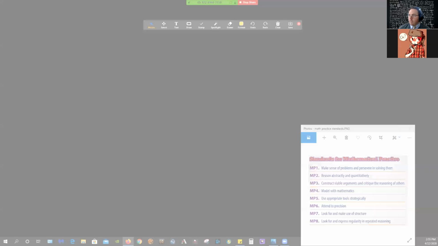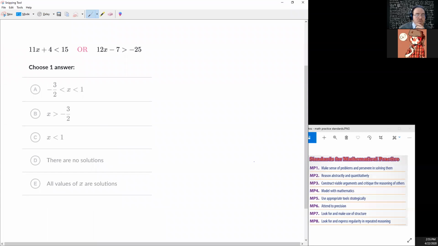So that's multi-step linear inequalities. Now the next one is called compound inequalities. So check this out. This is a question that 6 students have tried and 0 have gotten it correct. Let's see if we can figure out why. This is compound inequalities where they give us 2 and we're going to have to solve 2 and see what's what.